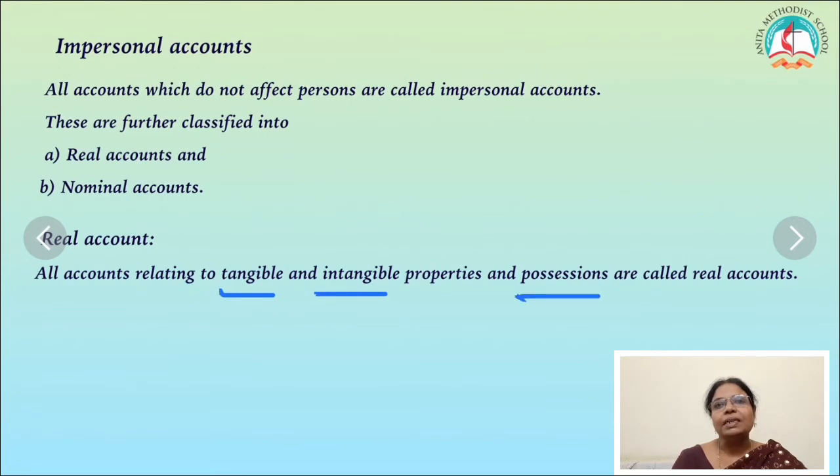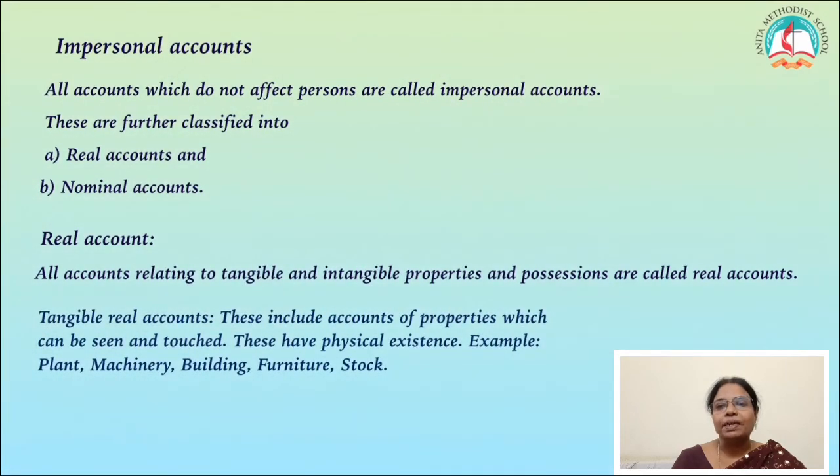Tangible real account includes accounts of properties which can be seen and touched. They have physical existence. Example, plant, machinery, building, furniture. Children, these assets we can see and we can touch. So these are called tangible real accounts.